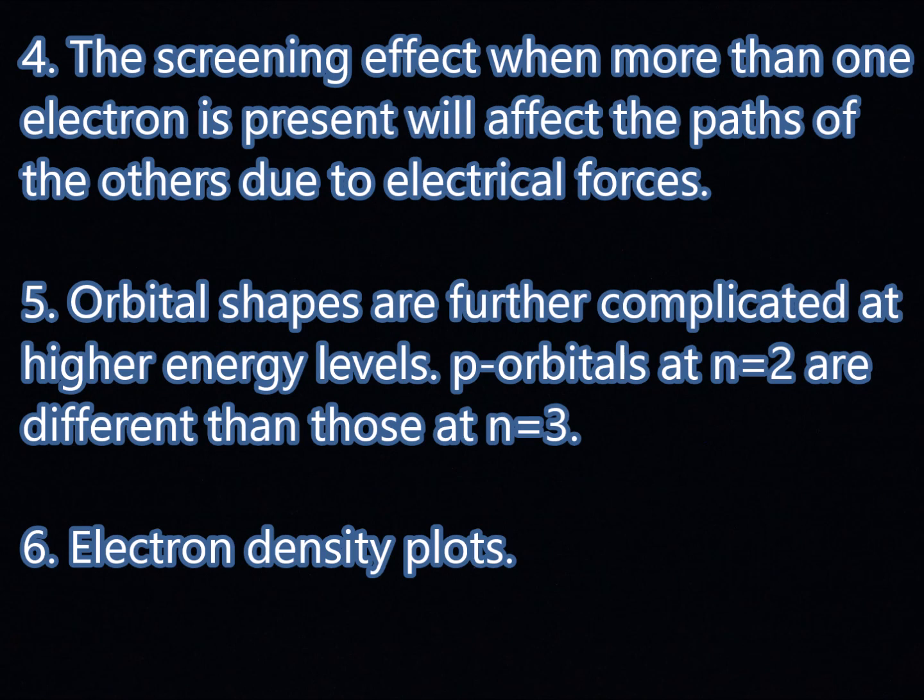Number 5, the orbital shapes are further complicated at higher energy levels. I said already that the orbital shapes may be affected anyway. But regardless of that, the p orbitals at n equals 2 are different than the p orbitals at n equals 3 and beyond. So they're not all the same, and that's something else that changes. And that's true even if we have only one electron. We can go forward and model it that way.